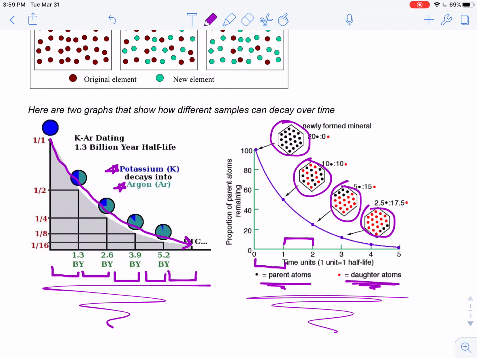So why is this important for us in biology? Well, it turns out that scientists have done tests on all these different elements, and they know how long it takes for every element to change into that new element. So anything that is radioactive, scientists have done tests, and they know now how long it takes for something to decay into the new element.